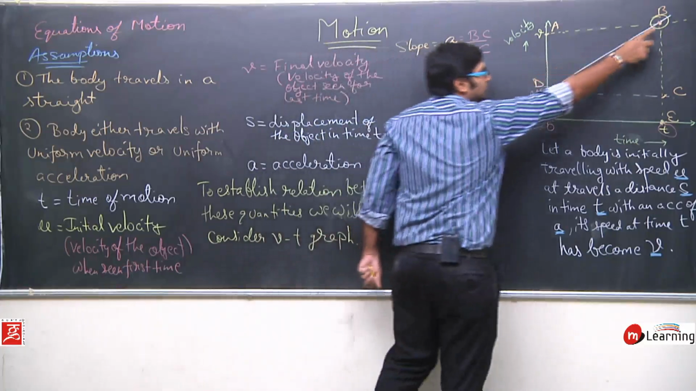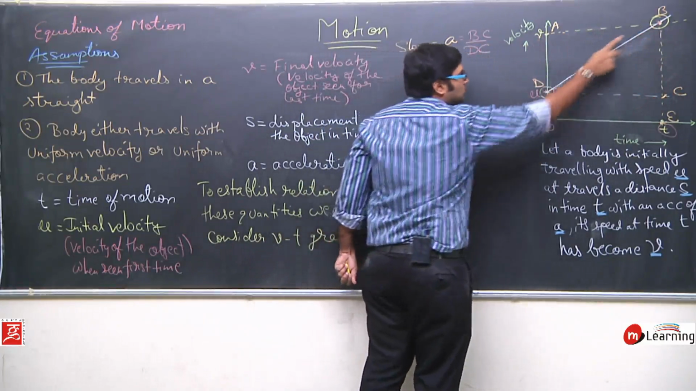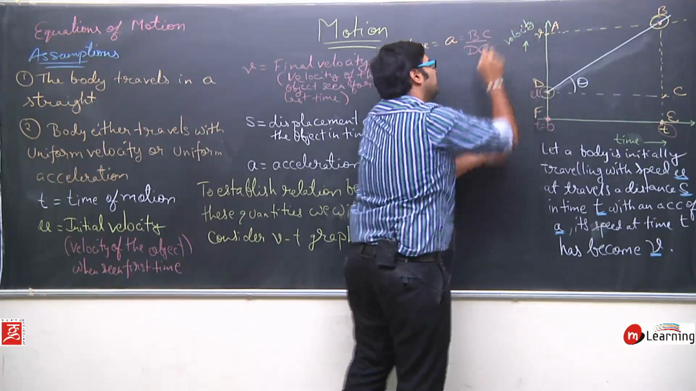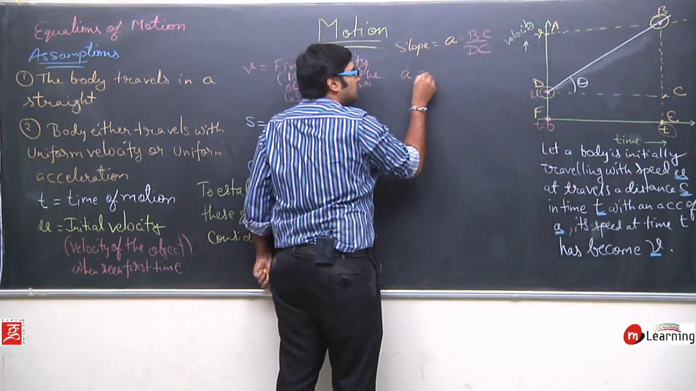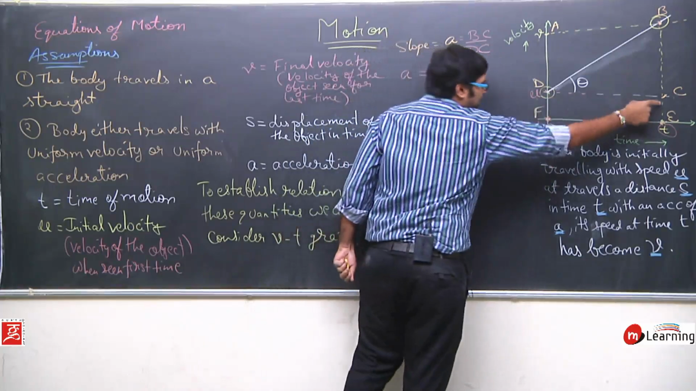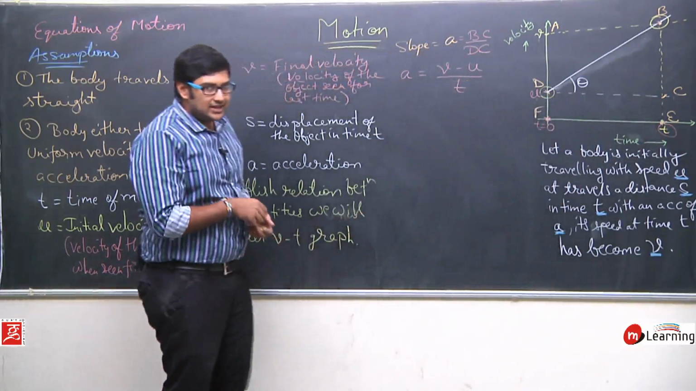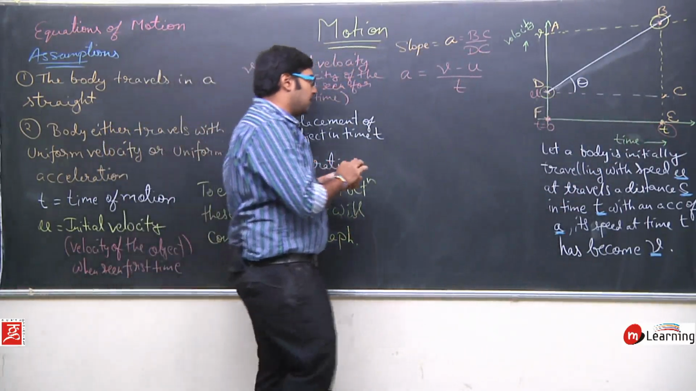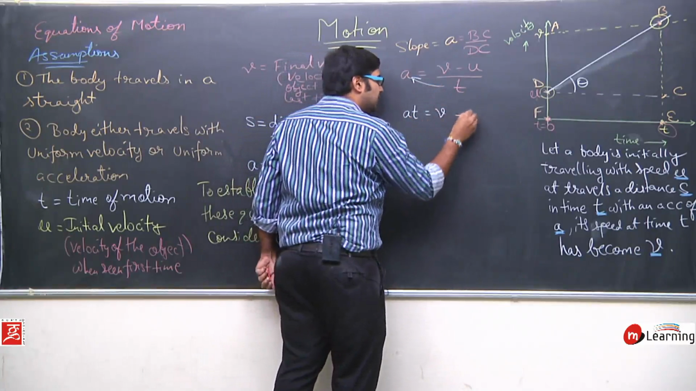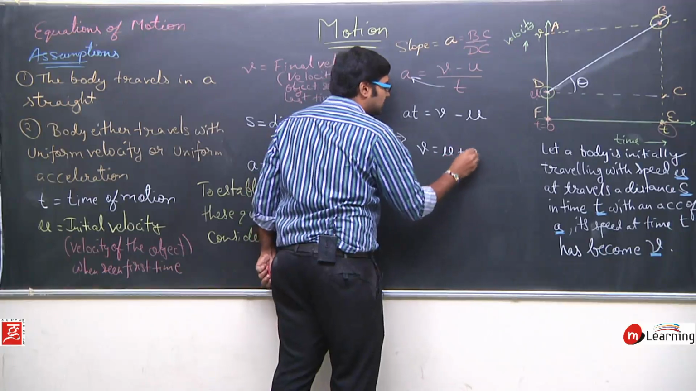Now what is BC? If I ask you BC, you can see B point is V, C point is U. So BC will be equal to V minus U. That means from this if I subtract this part, I will get this part. So slope, that is a, is equal to BC, which is V minus U, upon DC. DC means time interval from this point to this point. This is equal to T. So a is equal to V minus U upon T. Now transfer this a to the LHS, it will give you aT is equal to V minus U, and from this I will get V is equal to U plus aT.